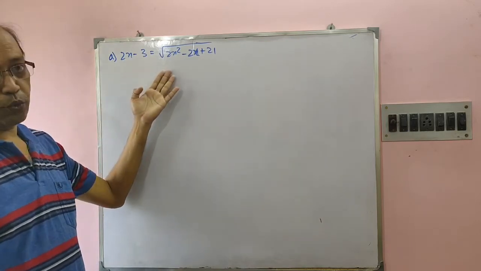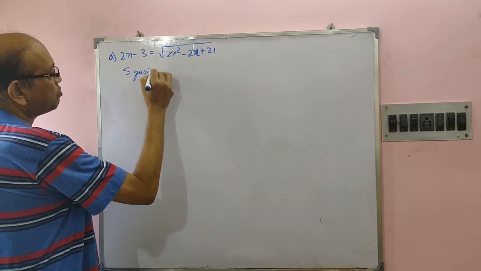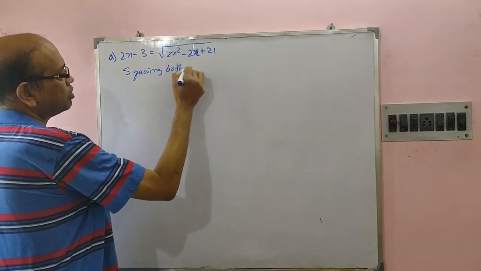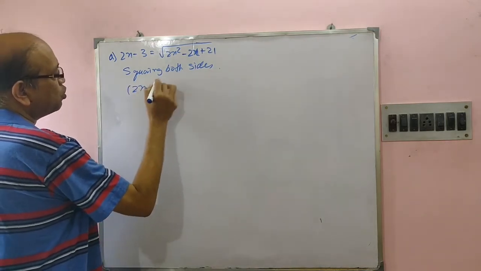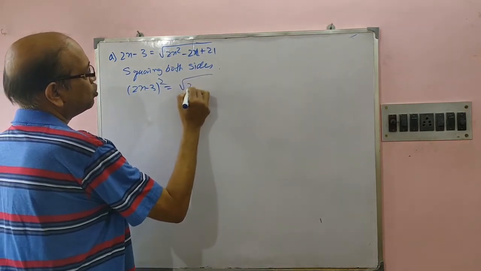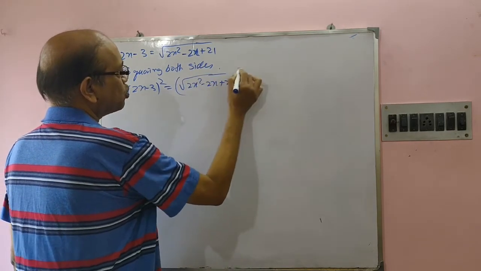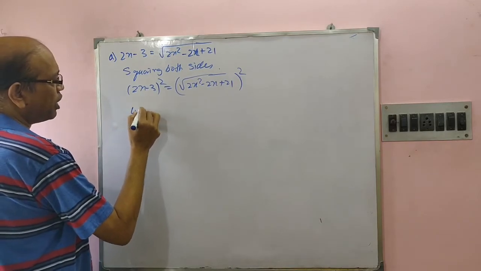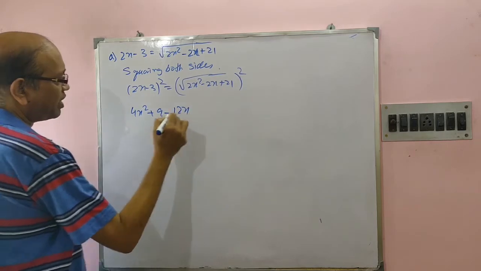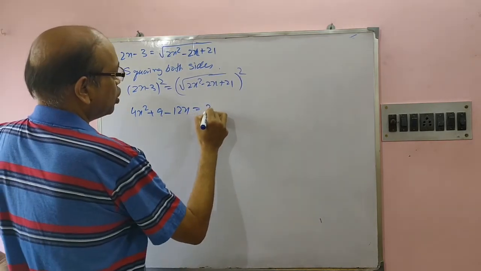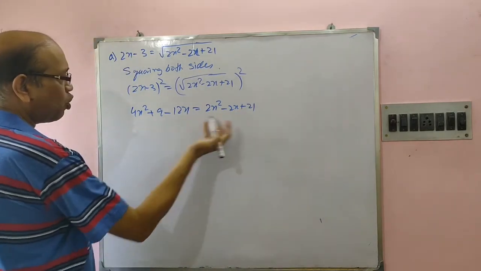Another question on square root. Same, squaring both sides. (2x minus 3) whole square is equal to (2x square minus 2x plus 21) whole square. So this is 4x square plus 9 minus 12x is equal to 2x square minus 2x plus 21. Bring all the things here.